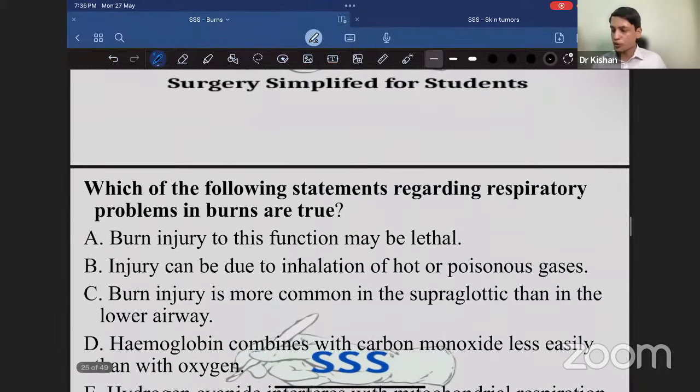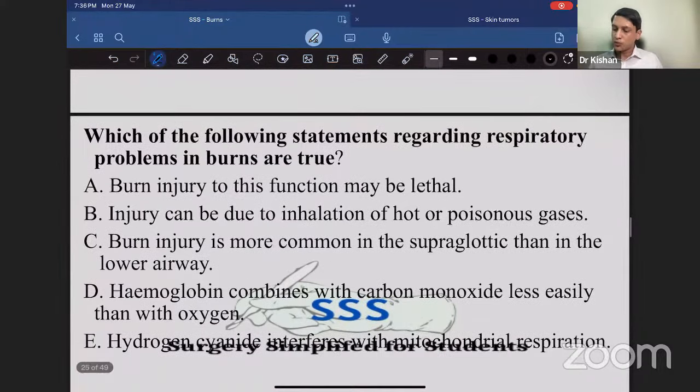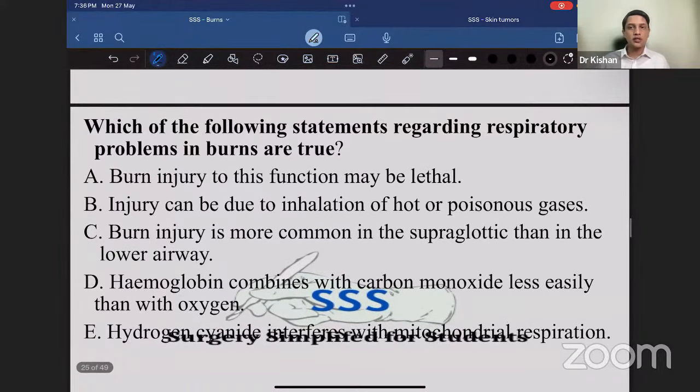Okay, now we have some questions. Through questions we will solve the concepts. So please read this question. This is a PGI type of question. Please try to answer. Which of the following statements regarding respiratory problems in burns are true? This is very logical and requires only common sense. So you can try to answer.